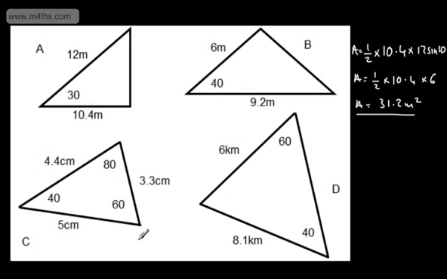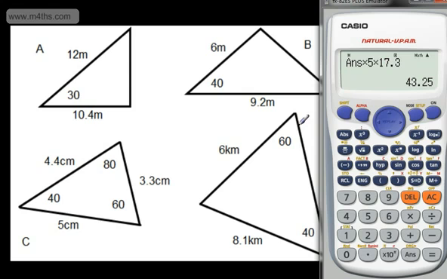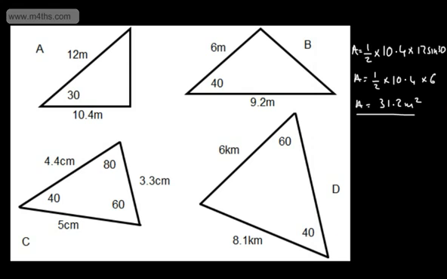You can, of course, put this straight into a calculator. So what we would have had is 0.5 times by 10.4 times by 12, and you might even want to put multiplication in here. You can do, it really doesn't matter, the sine of 30 degrees. And that will give us our value of 31.2. So 31.2 meters squared. Okay, let's look at the next one.